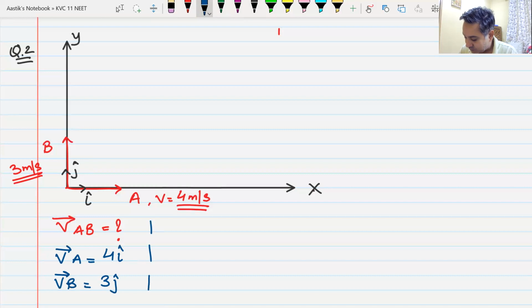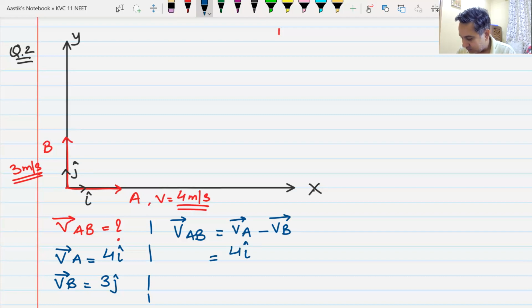Well done. Now we are talking. What will be the velocity of A with respect to B? Velocity of A minus velocity of B. What is the velocity of A? 4I. 4 I cap minus 3 J cap. If you find the magnitude of this velocity, how much will be the magnitude?